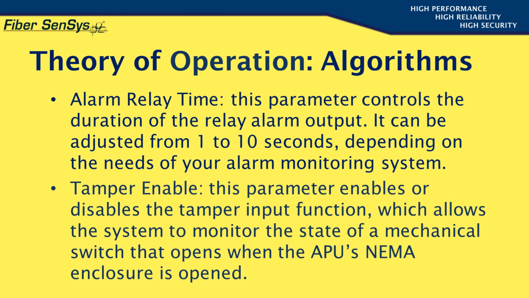The tamper enable parameter controls the tamper input function. This function accepts inputs from a normally closed tamper switch that's physically operated when the APU's NEMA enclosure is opened. When this occurs, the alarm relay signals the monitoring system to notify it that the APU is being tampered with. This concludes our discussion on the FD322's theory of operation.